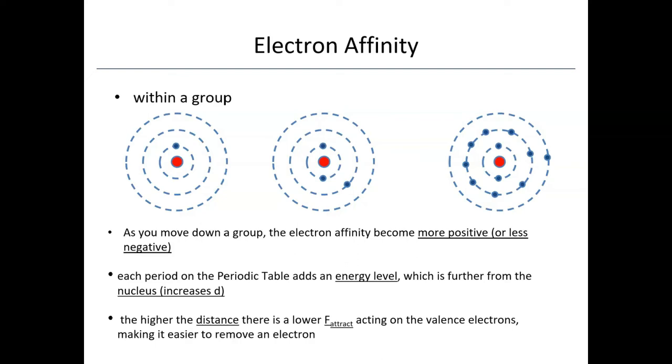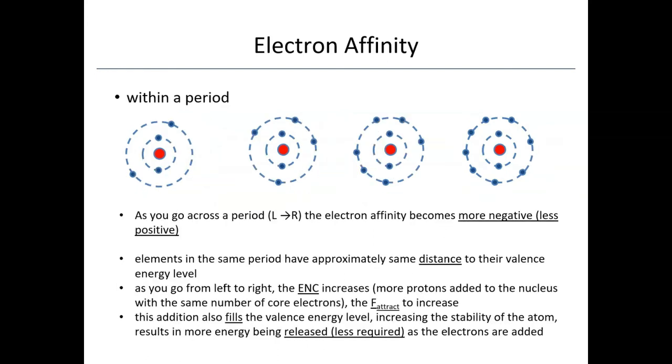Okay, so within a group, as we go from top to bottom, my electron affinity becomes more positive or less negative, meaning I either need more energy or I release less energy. And it's because the distance increases and there's lower force of attraction. So therefore, it will change the amount of energy change that occurs. Whereas if I go across a period, it becomes more negative or less positive. And this is because our distance stays the same, but our ENC increases.